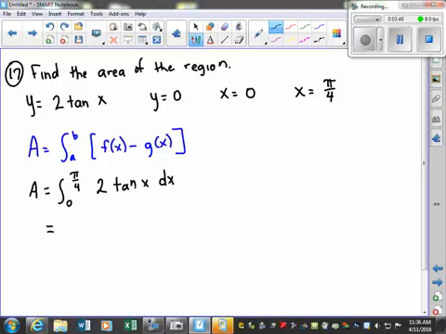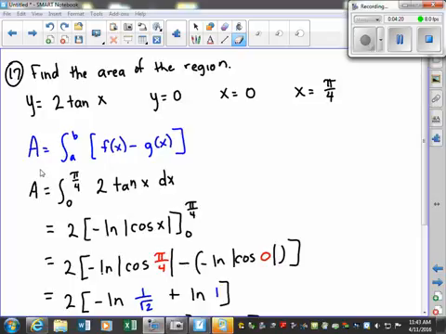Okay, so let's go ahead and evaluate this. If I pull this 2 out, that would give me a 2. What is the integral of tangent x? Negative natural log of cosine of x, and that's going to be evaluated from 0 to pi over 4. Okay, so we're going to pause it and let you go ahead and set that up and do your calculations.